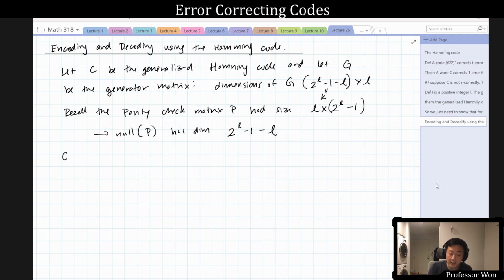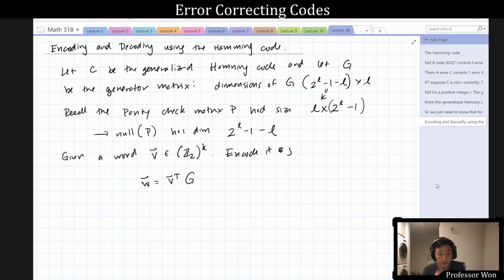Okay, so in our original Hamming code example, L was 3, 2 to the L minus 1 was 7, and K was 4. And 4 was the length of the messages that we were able to encode using the Hamming code, so that's why I'm calling it K. Okay, so now, given a word that I want to encode, V in Z2 to the K, encode it as W equals V transpose G. Okay, so remember now that V transpose is a 1 by K vector, and G is a K by, oh, sorry, this is wrong. This should be 2 to the L minus 1.